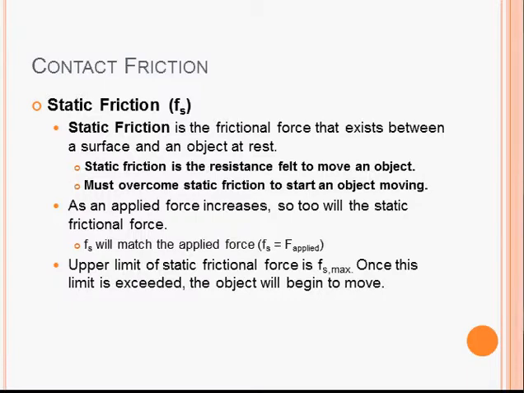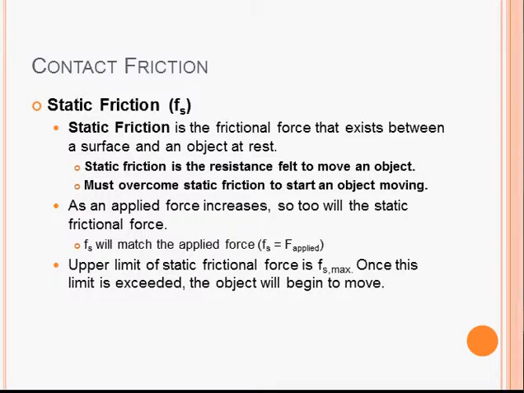And what happens is, in terms of static friction, it can actually vary. It's not one set amount and that's it. As the applied force increases, the static frictional force will increase as well. Okay, so it basically just keeps going up and up to match what's applied to it until you finally overcome it. And that upper limit is known as the maximum static frictional force. And once you get past that limit, it begins to move.